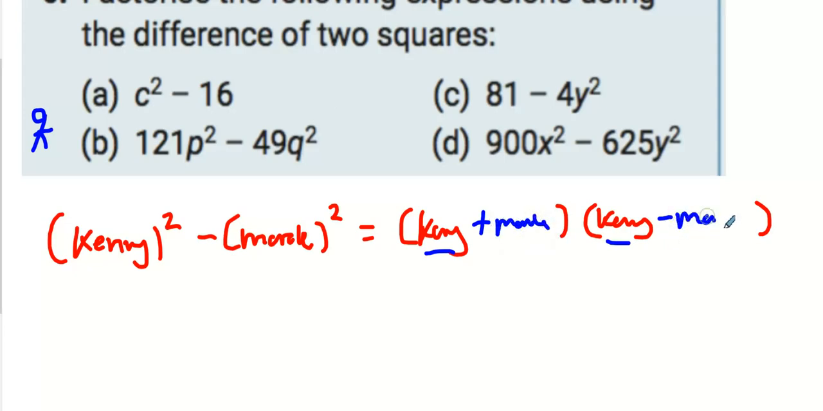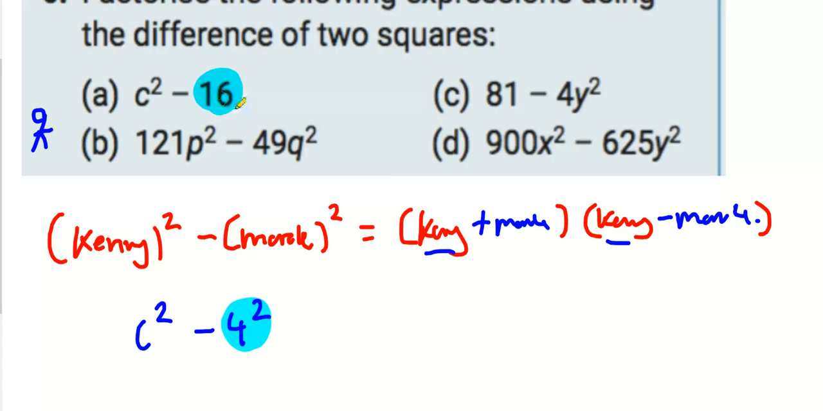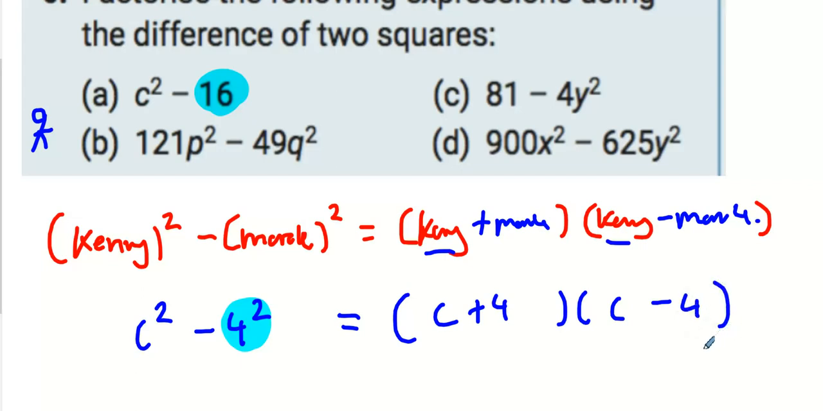Now, how I identify the difference of two squares is the following. Does everybody see c squared minus 16? I can change that into c squared minus 4 squared. What is 4 squared? 4 squared is 16. No, it's not the answer yet. So instead of Kenny, what do I have? C. Anywhere you see Kenny, put in C. And instead of Mark, what do you have? C plus 4. And if you're doubtful of the results, what can you always do at the end when you get your answer? Let's multiply it back out and see if it works.